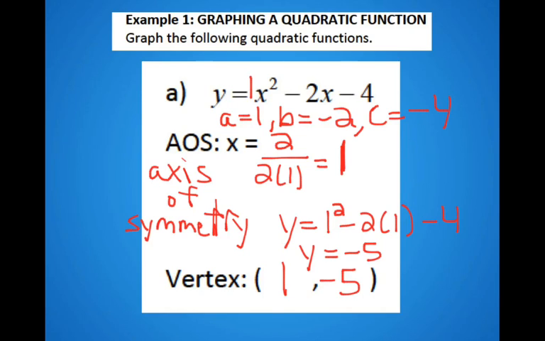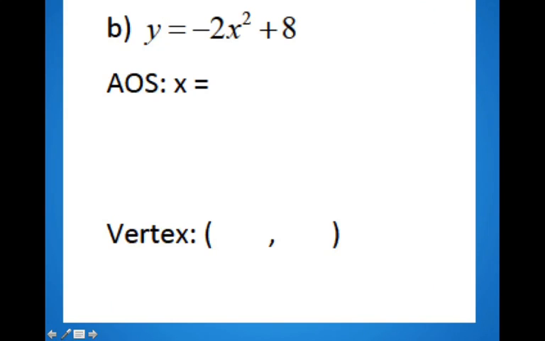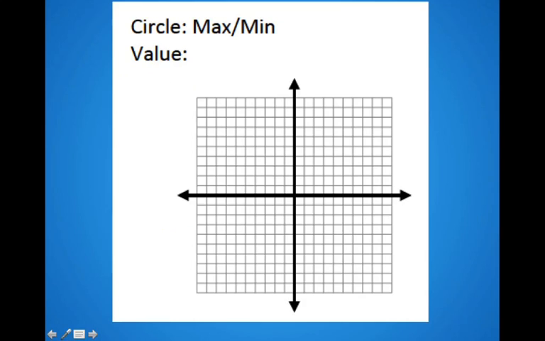So let's go ahead and go to the graph, see what we have so far. So we have 1, negative 5, so let's plot that. So 1, 1, 2, 3, 4, 5, so there's the dot. Oops, back up a sec.